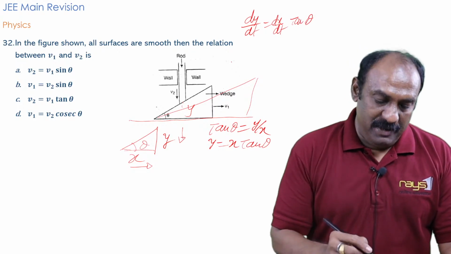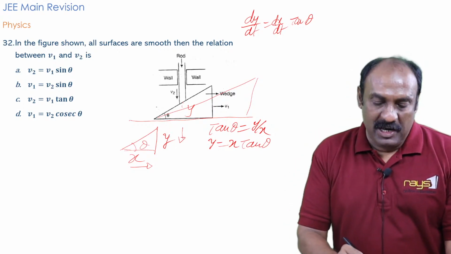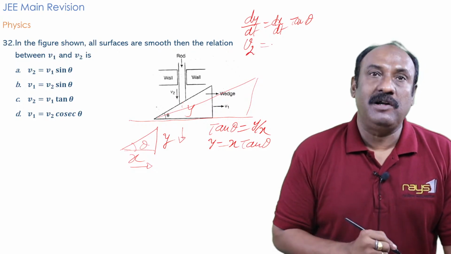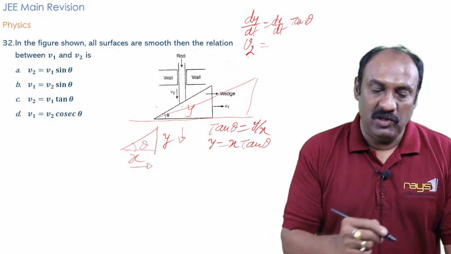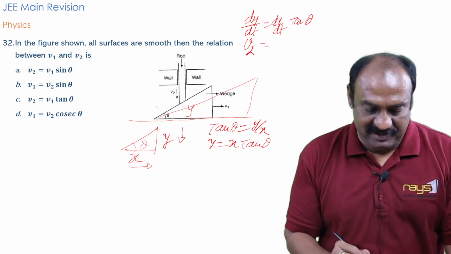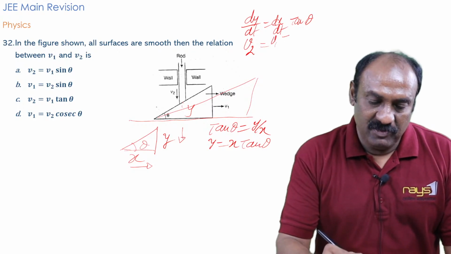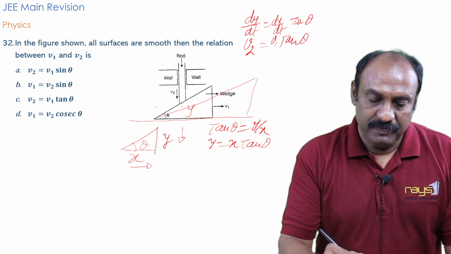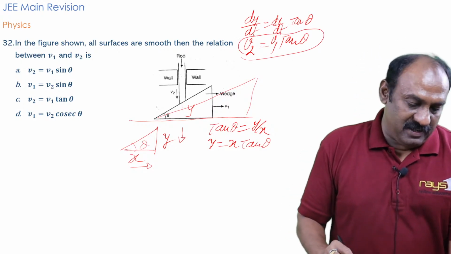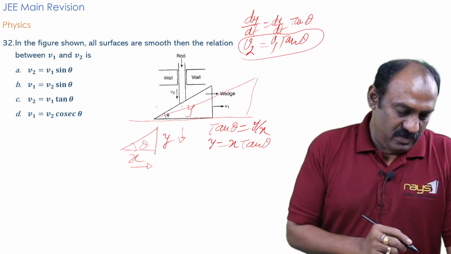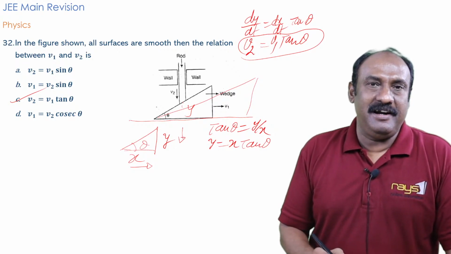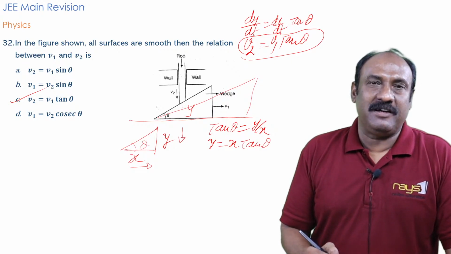Therefore, dy by dt is the displacement of the rod with respect to time, nothing but the velocity of the rod, that is v2. What is dx by dt? It is the displacement of the wedge in the horizontal direction, that is v1, given in the data. So v1 into tan theta. Therefore, v2 is equal to v1 tan theta, is the answer for question number 32. It is also one of the standard, simple, basic questions.